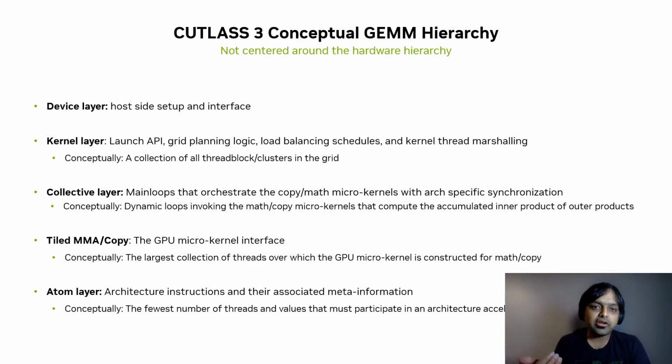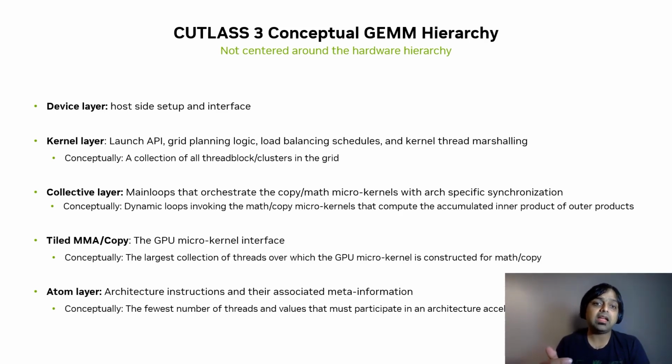Now, crossing over purely to the CuTe side, we have the tiled MMA and copy abstractions, which represent the total number of threads collaborating to perform a particular math or copy operation. This abstraction is what we refer to as the microkernel layer, as it helps compose the entire MMA or copy operation that is required by this cooperating group of threads.